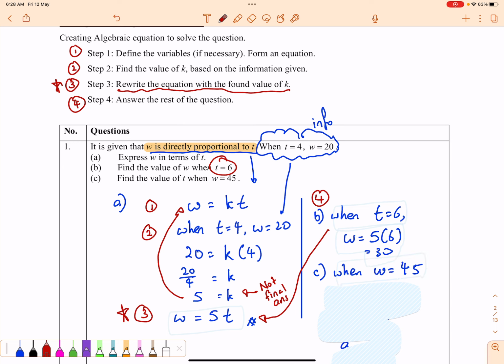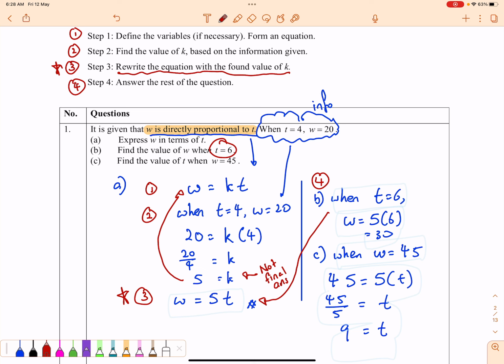Next one, w equals to 45. Again, very straightforward. I could sub w equals to 45 and then find out what is t. Alright, pause the video. Once everyone is done, let's go on to the next question.